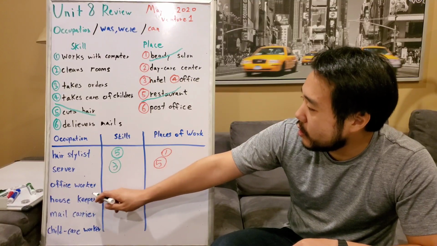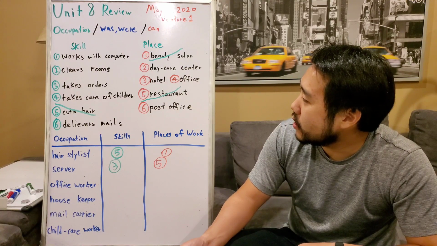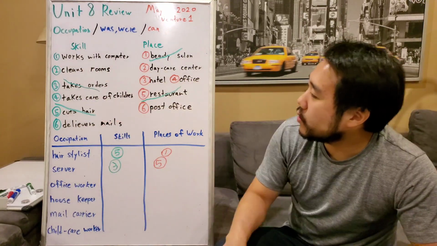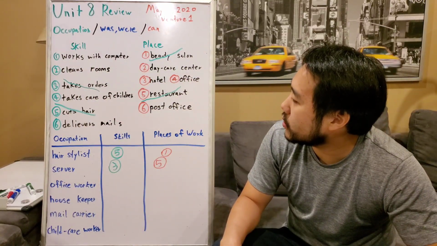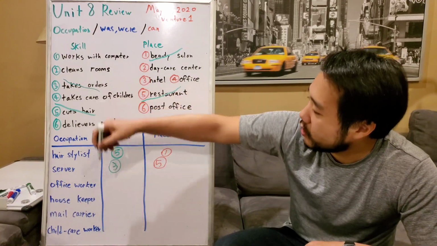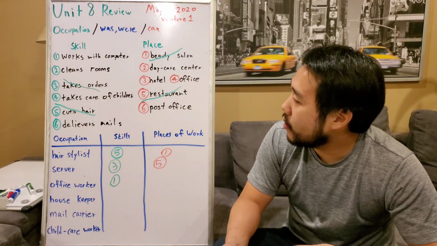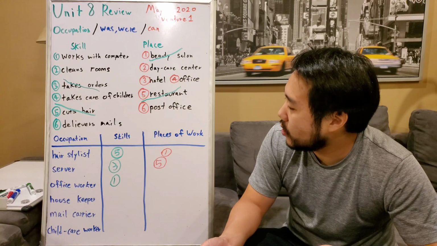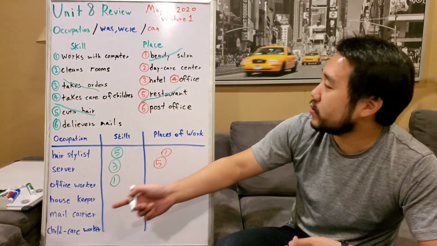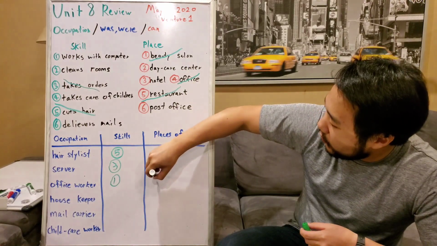Office worker. What's their occupation? Oh, here, sorry. I need to cross this out as well. Works with computer, cleans rooms, takes. So I don't think it's number 4, 6, or 2. So it's 1. Works with computer. So an office worker can work with computer. And the place that they work, there's a big hint, office worker. So the place that they work should be at an office. So number 4.